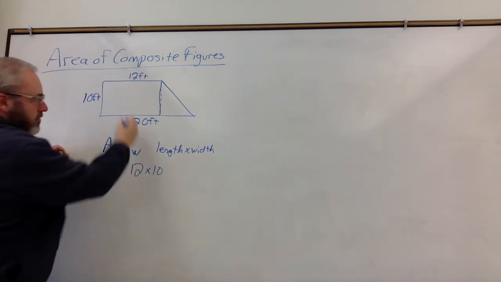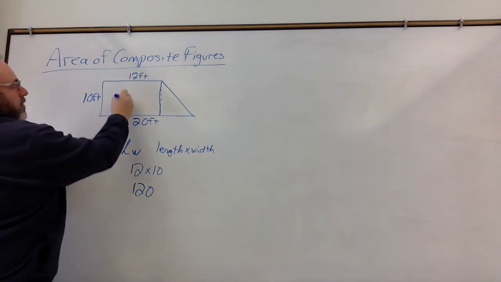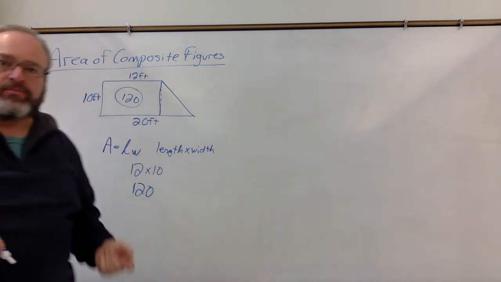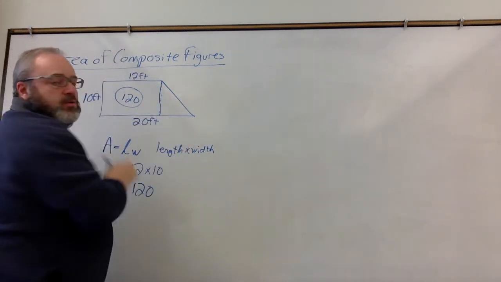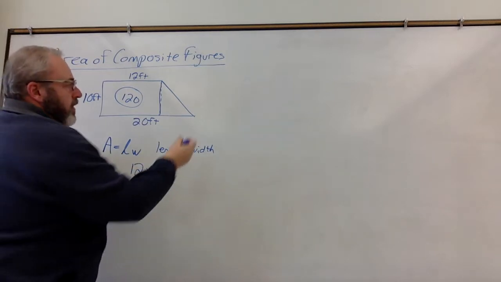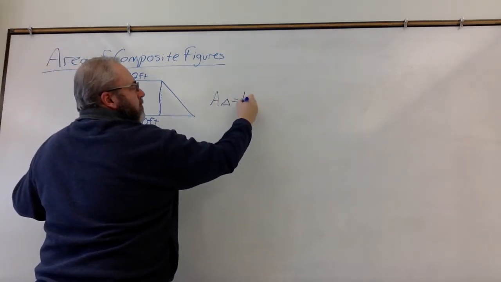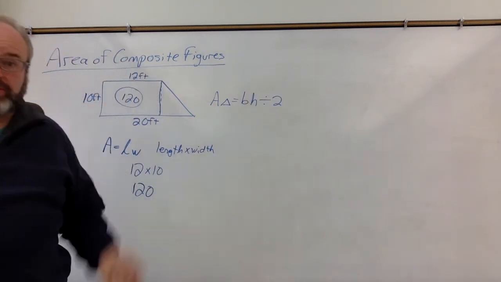So the area of this part is 120 square feet. So I'm actually going to put 120 right there, circle it. You don't have to do that, but that's what I like to do. Now, this one is a little trickier. This is a triangle. We know that the area of a triangle is base times height divided by 2. We've done that one recently.